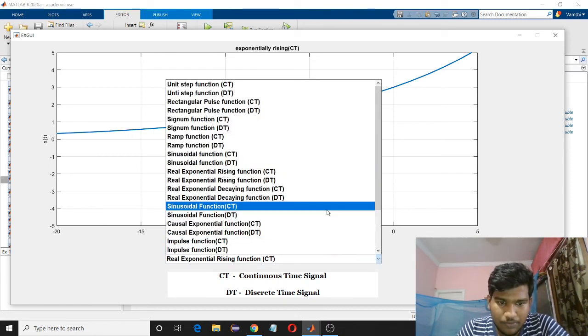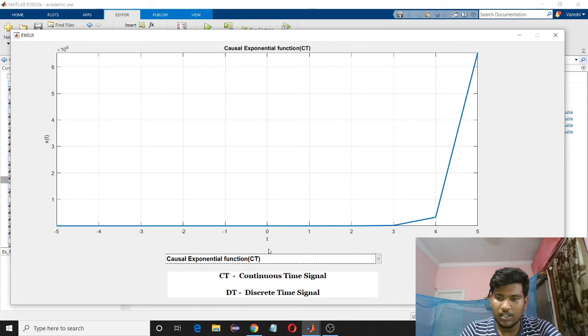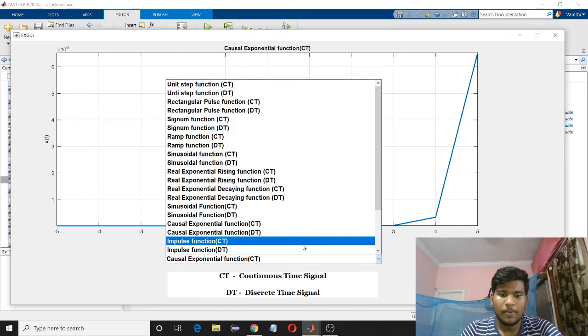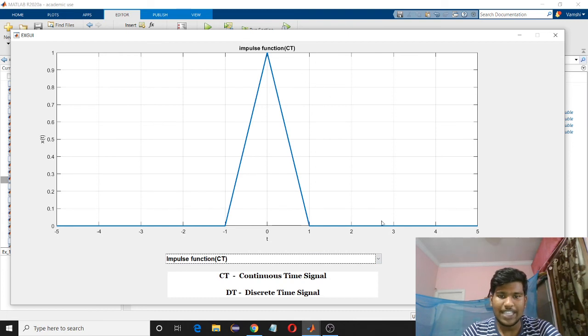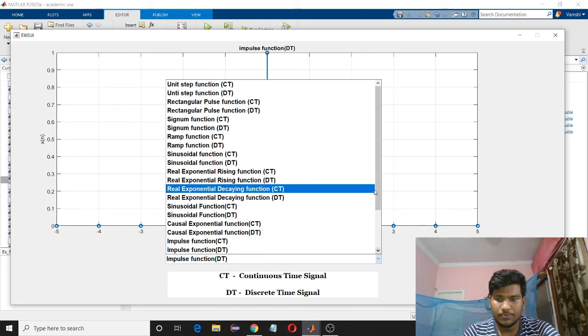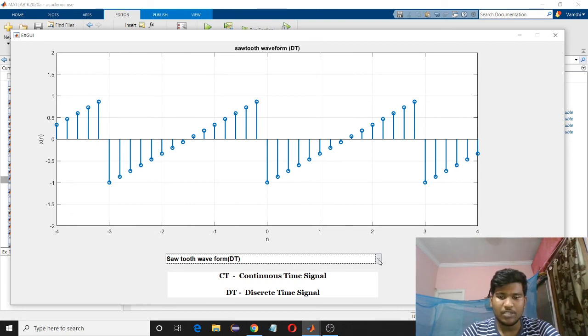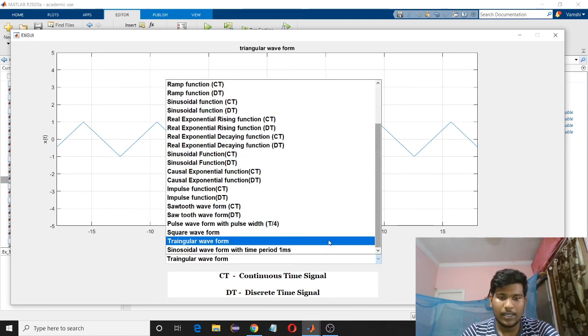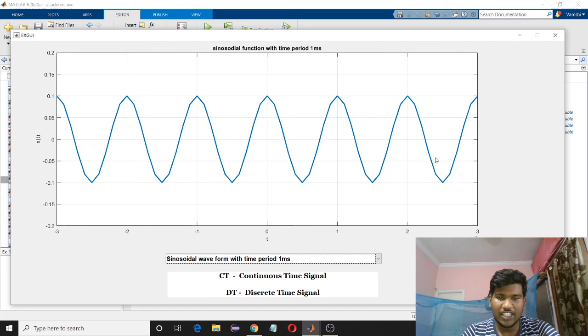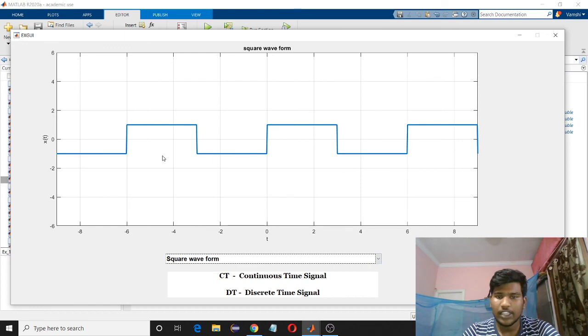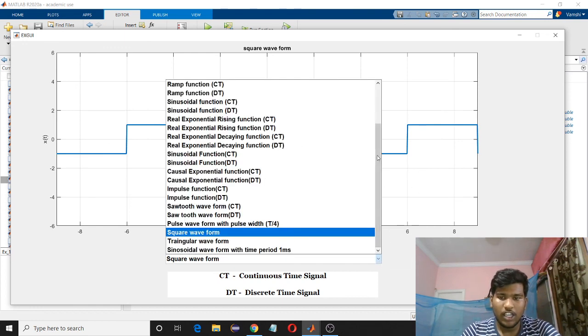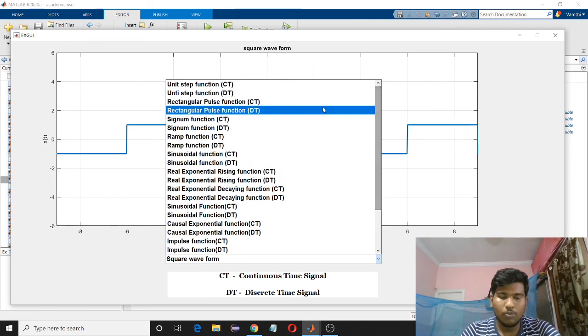real exponential rising function in continuous time signal form, causal exponential function in continuous time signal, impulse function in continuous time signal form, impulse function in discrete time signal form, sawtooth waveform in discrete time signal, triangular waveform in discrete time signal, sinusoidal function with time period of 1 millisecond and square waveform. So here we can use MATLAB help to plot these functions.